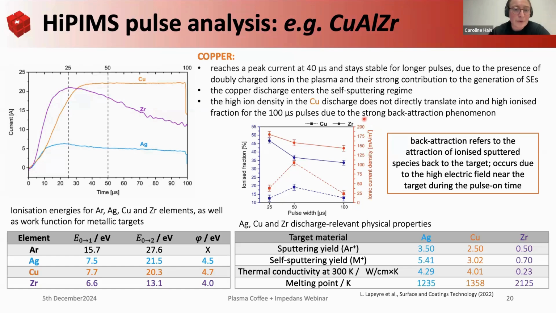But even though we are able to reach high ion densities with this copper discharge, as we can see here from the results, we don't actually increase the ionized fraction, we decrease it. What happens for these longer pulses is we have so-called back attraction. That means that the sputtered ions, the ionized species, get attracted back to the target. That can be caused by the high electric field at the target when we have our plasma, during the pulse on time. This is also one of the reasons why with HiPIMS we can have lower deposition rates, one of them.